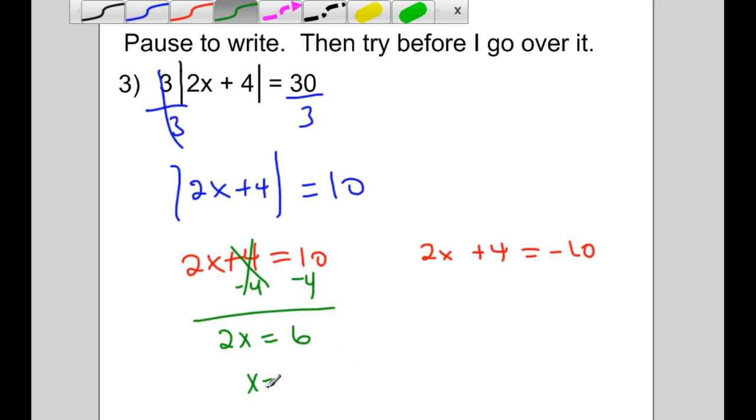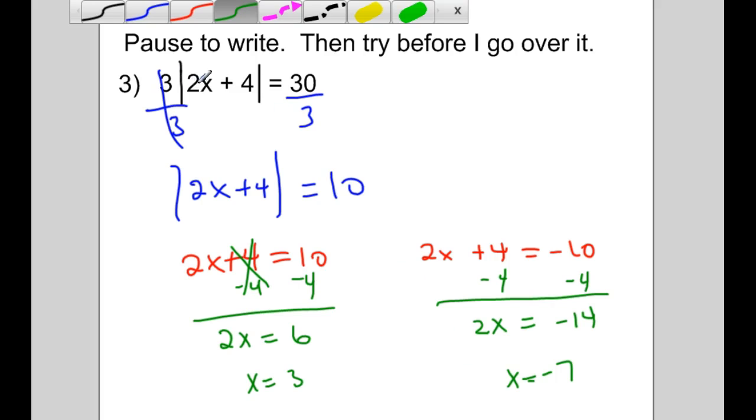6, x will equal 3. You should be able to do this one as well. Do it on your own. Don't just copy me, you learn by doing. 2x equals negative 14, which means x is going to be negative 7.